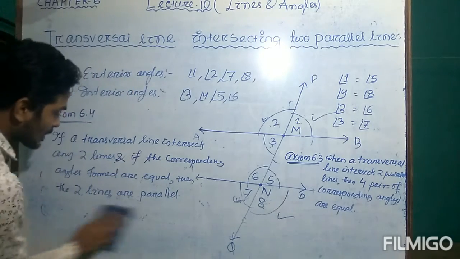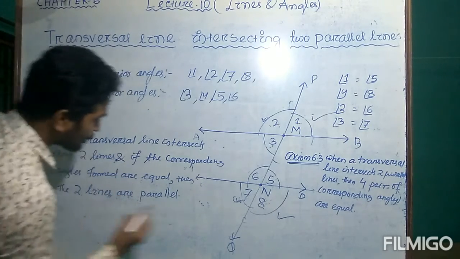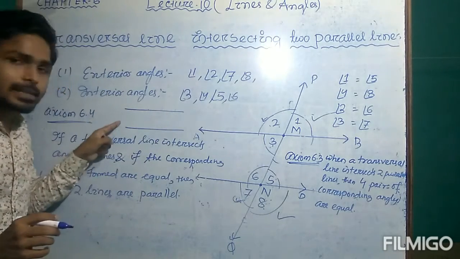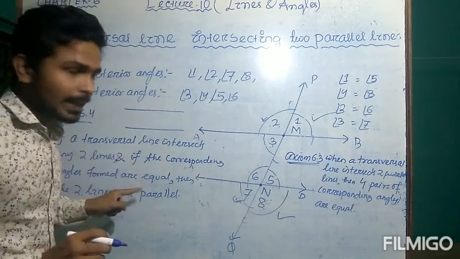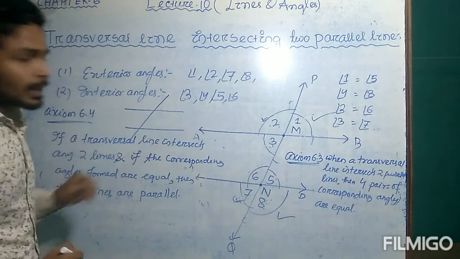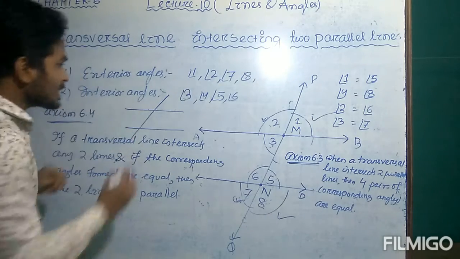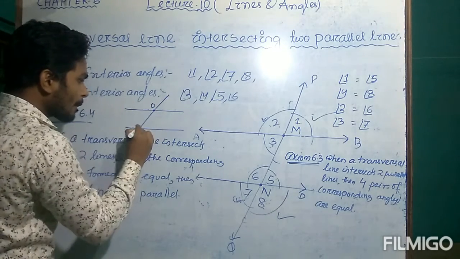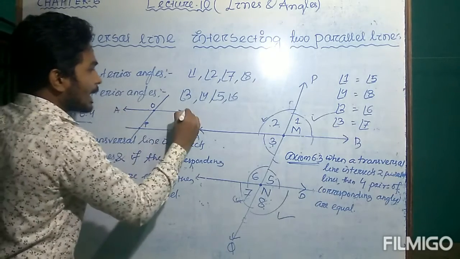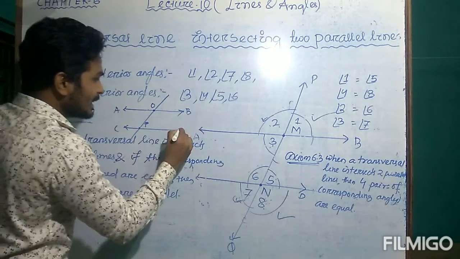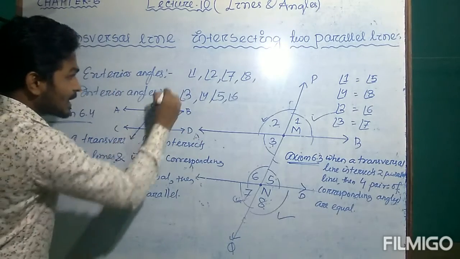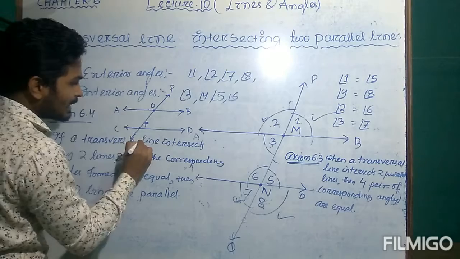So according to the axiom 6.4, if there are two lines, it is not mandatory that these two lines are parallel. No, it is not given in the statement. Any two lines you can choose. And another transversal line intersects these two lines at two distinct points, suppose O and P, right? And the two lines are AB, CD, and the transversal line is PQ, right?